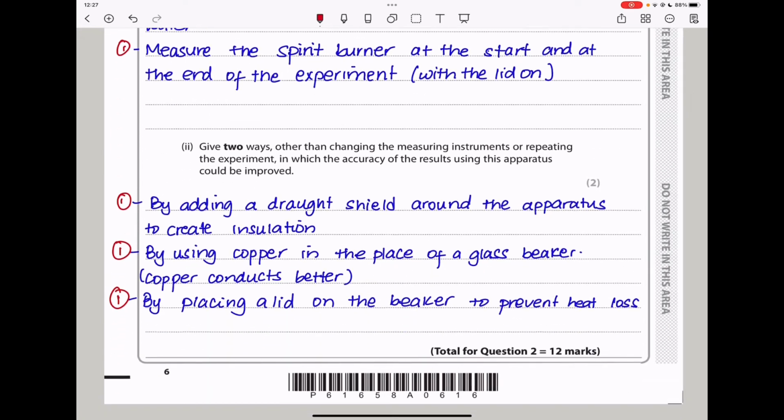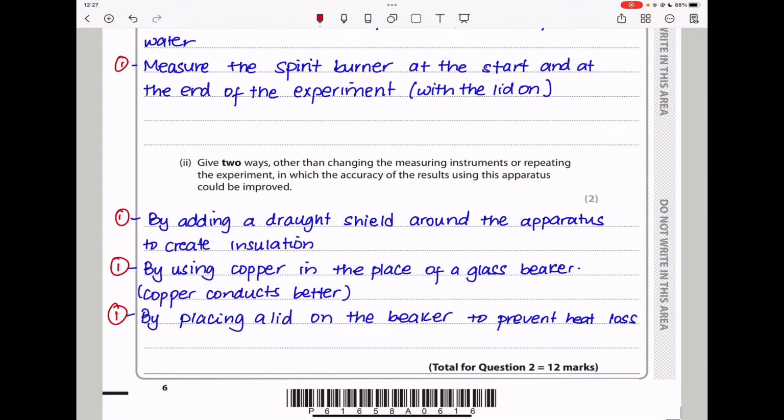So down here I wrote, by adding a draught shield around the apparatus to create insulation, by using copper in the place of a glass beaker, because of course we know copper conducts better, and by placing a lid on the beaker to prevent heat loss. This brings us to the end of question 2. Let's continue to question 3.